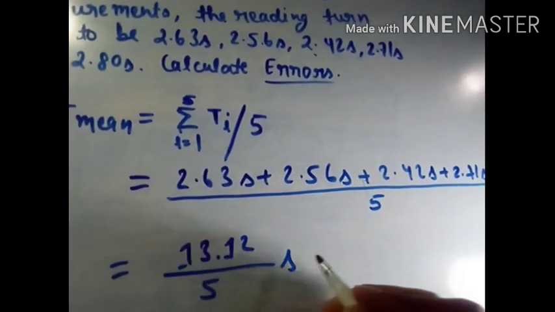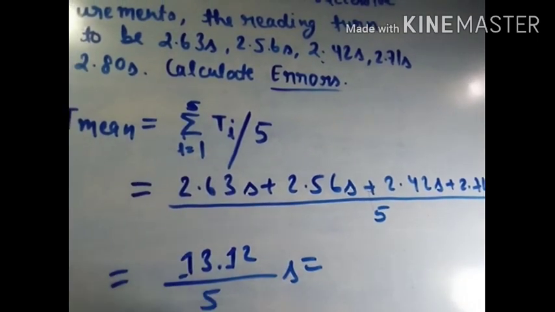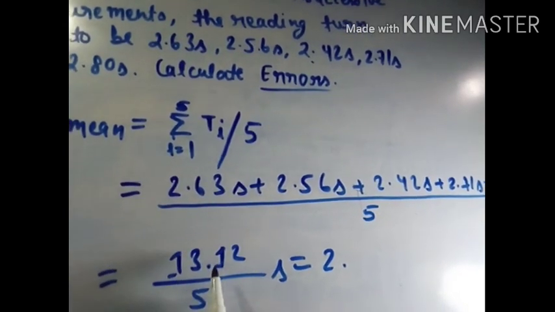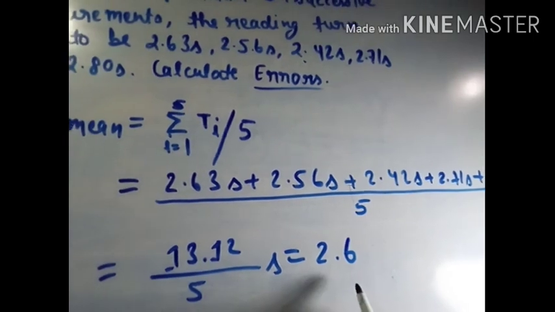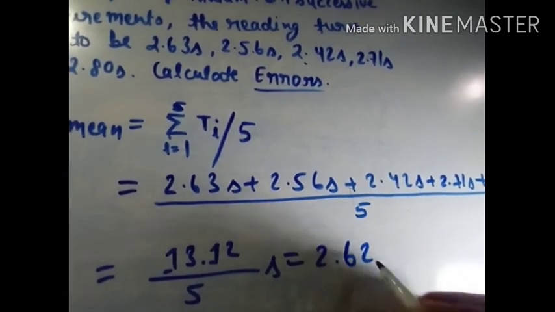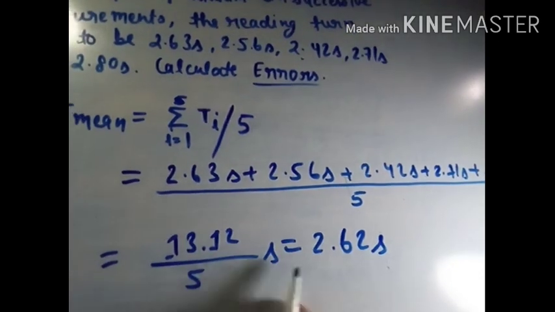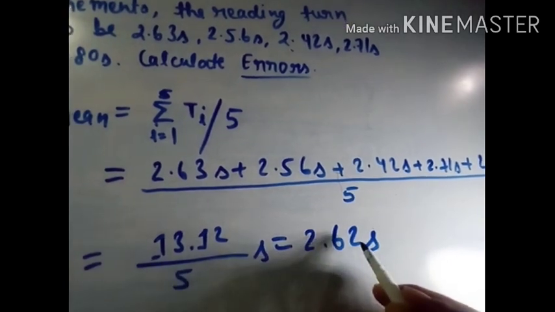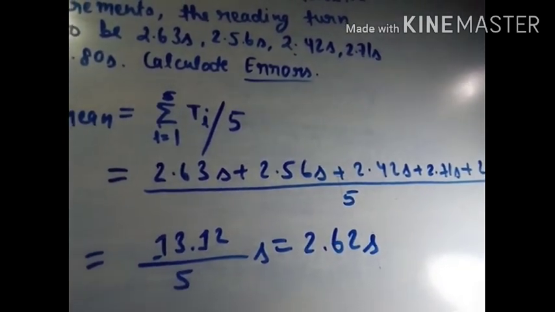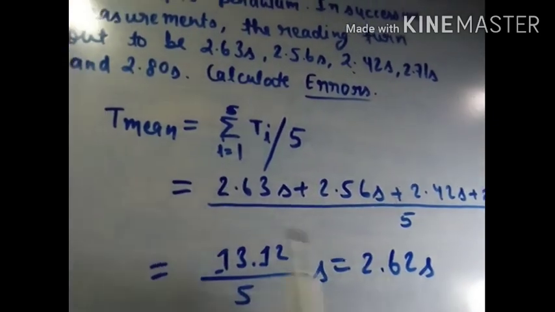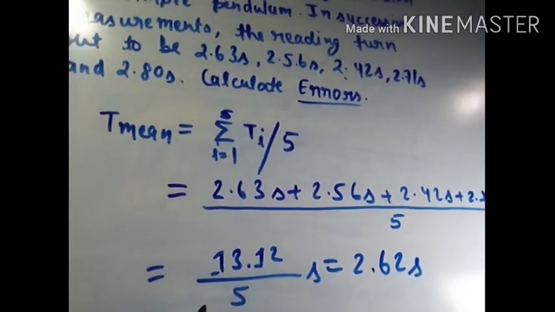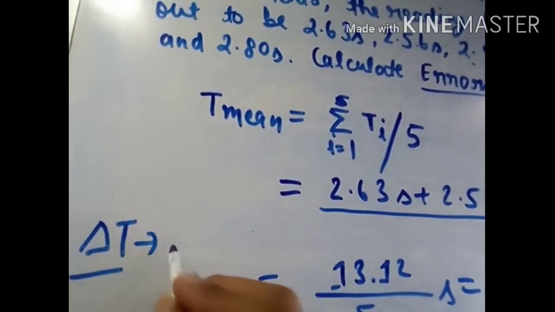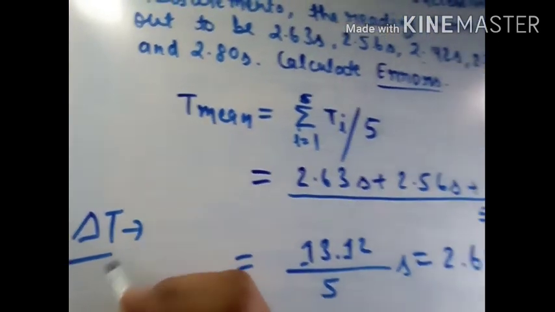When you divide this value by 5, 5 twos are 10, so 2, and then 3 is left, and so on. We are making it up to 2 decimal points, there will be no problem. So 2.62, this is the T mean. Now the next step is to calculate delta T. This is the absolute error in time. So let me erase it quickly.